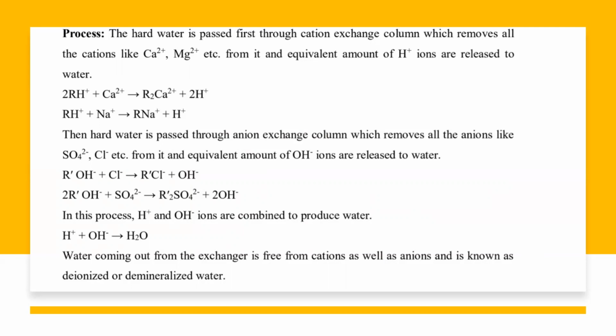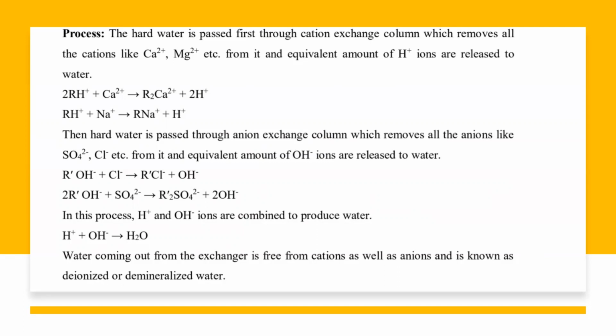Then the water is further passed through an anion exchange column. It removes the anions like chloride, sulfate, etc. from it, and an equivalent amount of hydroxyl ions are released to the water. And the reactions are as follows: R-OH- + Cl- giving R-Cl- + OH-, and 2R-OH- + SO4 2- giving R2SO4 2- + 2OH-.